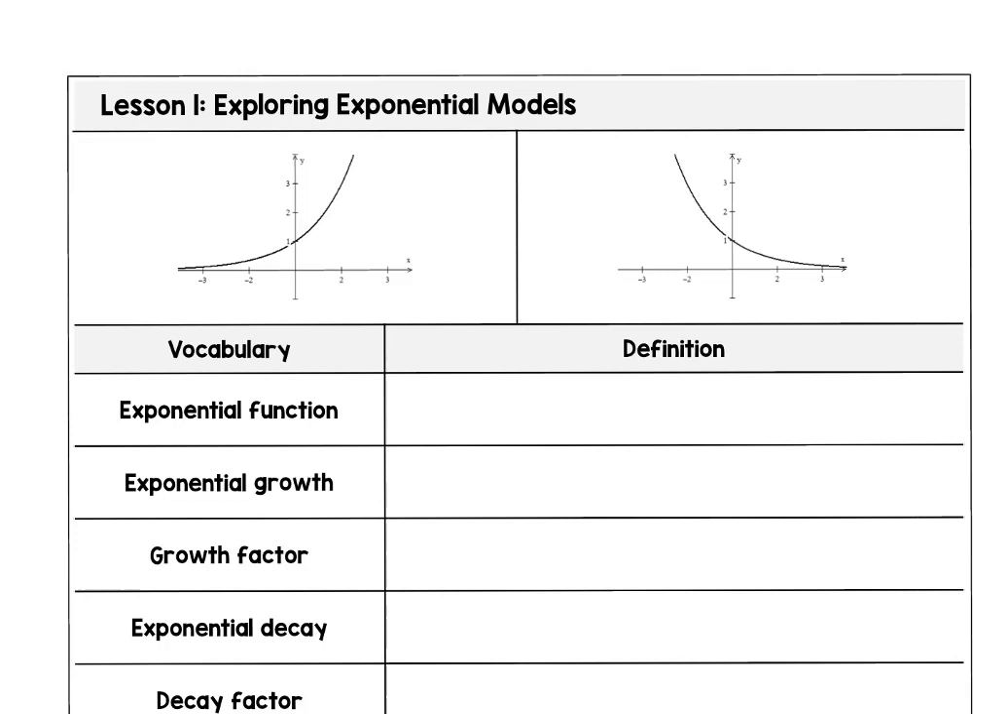In our definitions, an exponential function is any function that can be written in the form of y equals ab to the x power. X is going to be a real number, and a is not 0, and b is greater than 0. Also, b cannot be equal to 1. So our base has to be greater than 0, and x is a real number.